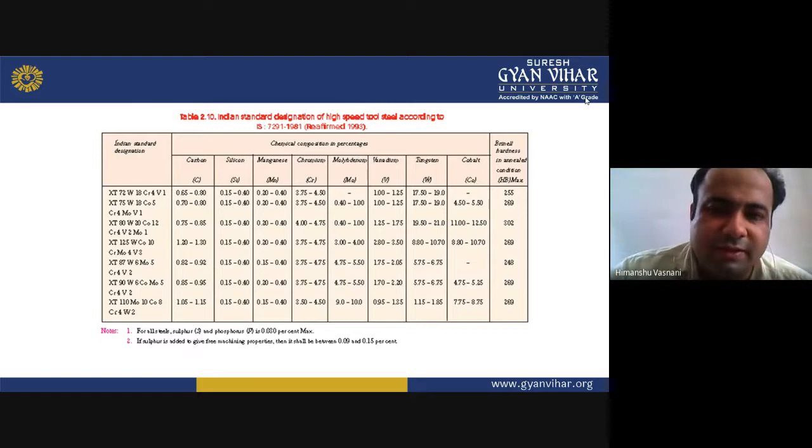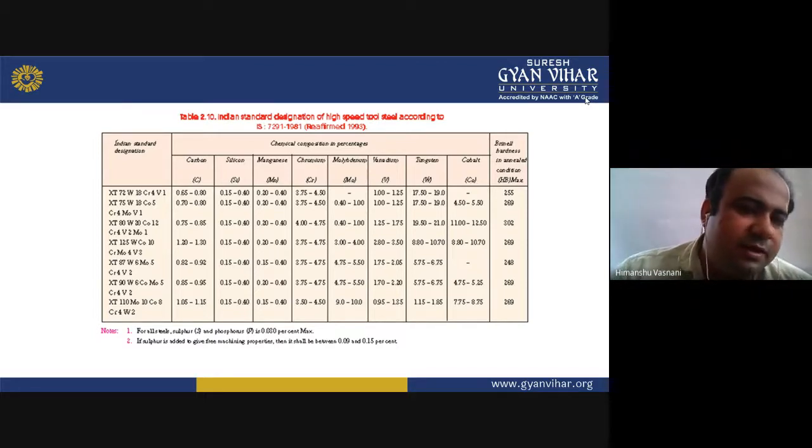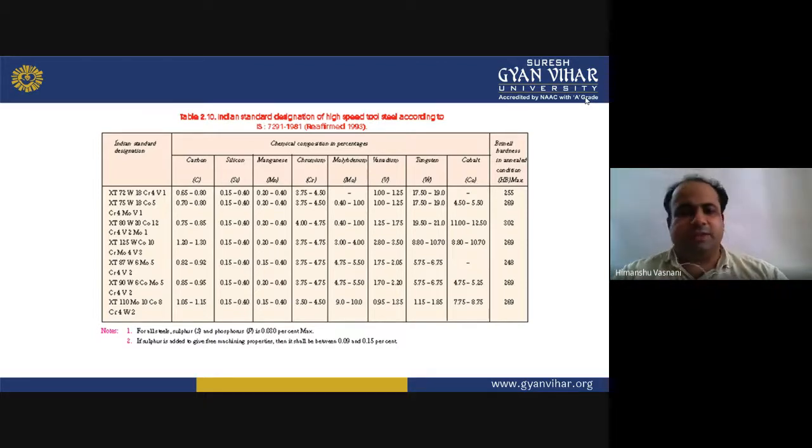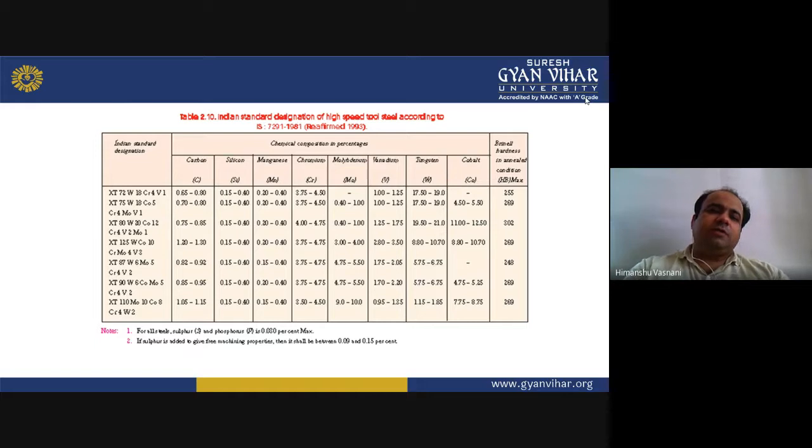So it has remained the same as the fourth one, but if you compare both, there is a difference in the combinations. There is a difference in the percentages of the various elements, but the hardness is coming out the same. So depending upon the application, what we require, we normally go with that.